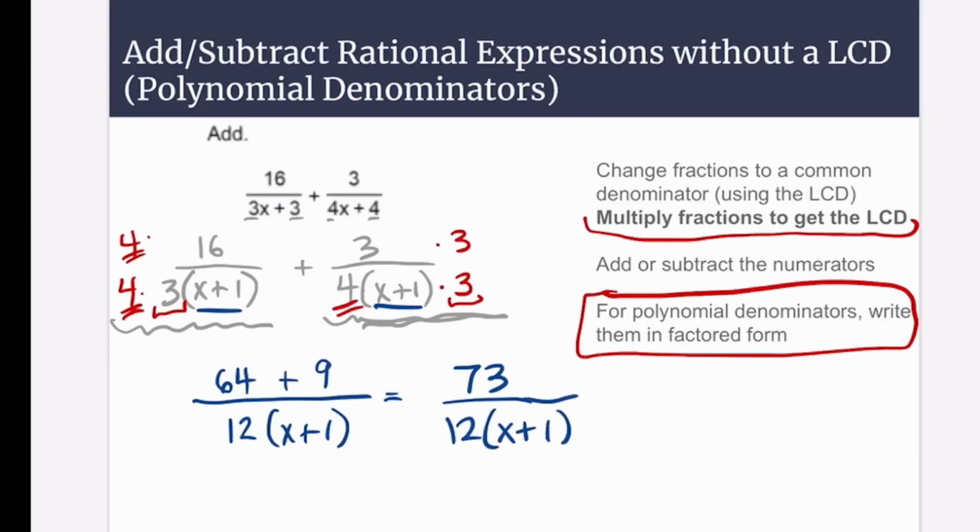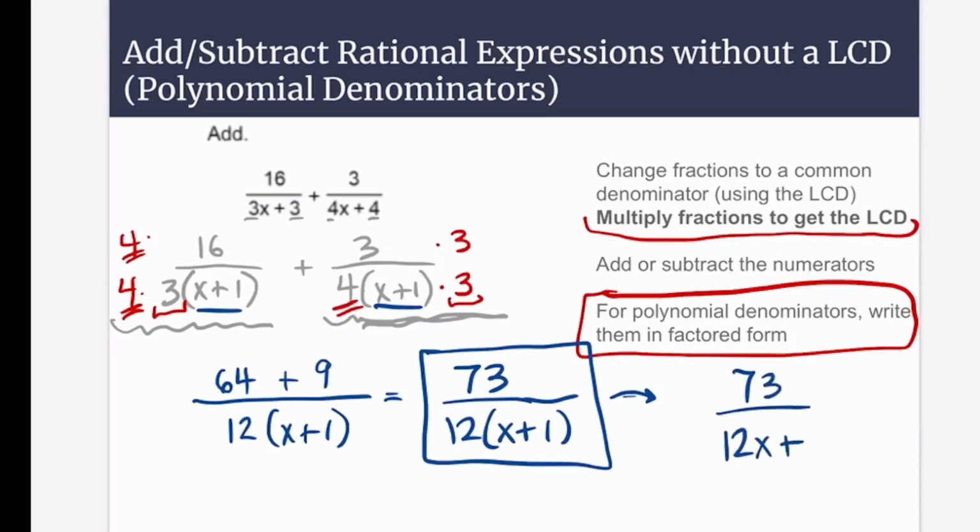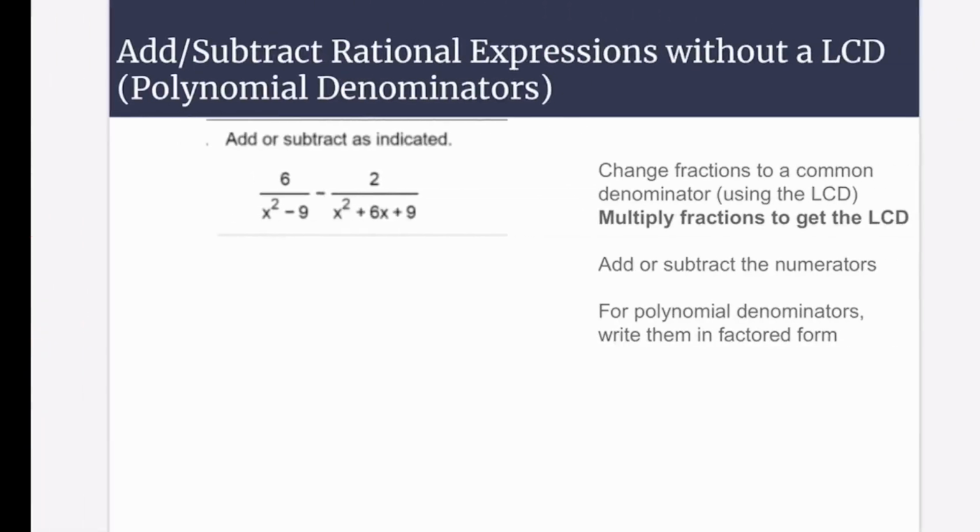So this is in factored form. This answer is correct. Sometimes your teacher might want you to actually simplify the denominator. If that's the case, you just distribute the 12 and you get 12x plus 12 as your denominator. But again, both of these are mathematically correct answers. So now we have an example where we factored. The next one's also going to be factoring. They're just not going to look as pretty.